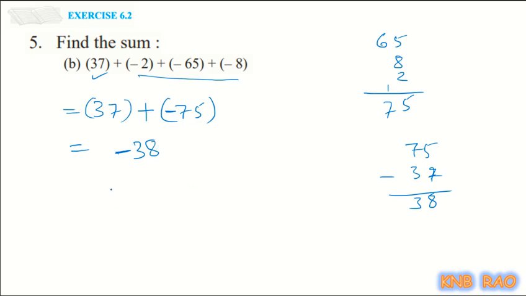So, this is how we do addition of integers. With this, I have completed exercise 6.2. So, in our next class, we will solve the questions of exercise 6.3.